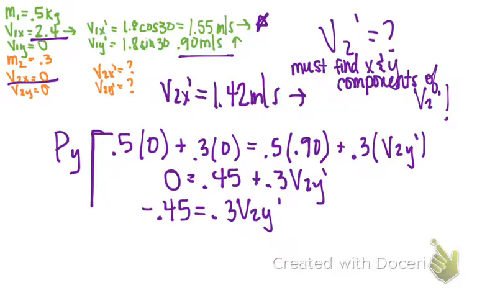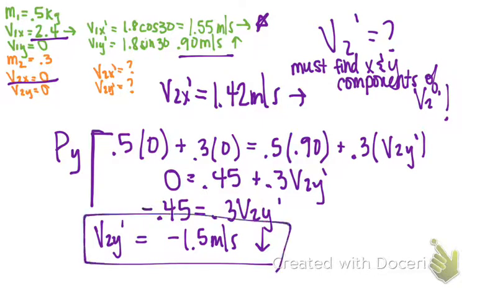Okay, and it gives me a negative 1.5 meters per second. What direction does that tell me my y component is going if it's negative? Okay, it tells me that it must be going down, in the downward direction. So now we know this is equal to v sub 2y prime, which means we have v sub 2y prime and v sub 2x prime.